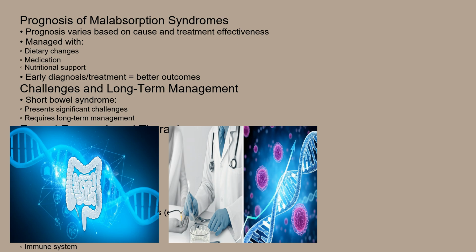Recent research is focused on developing new therapies to improve nutrient absorption, reduce inflammation in the gut, and restore a healthy gut microbiome. For example, studies are investigating the use of probiotics and fecal microbiota transplantation to improve gut health in individuals with malabsorption. Gene therapies are also being explored for some genetic causes of malabsorption, such as cystic fibrosis. As our understanding of the complex interplay between the gut microbiome, diet, and the immune system grows, we can expect to see even more innovative approaches to treating and preventing malabsorption syndromes in the future.